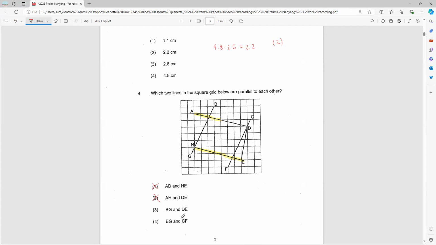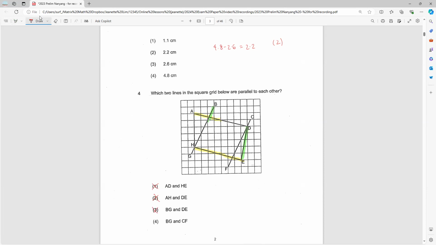How about BG and DE? Okay, same thing. BG, starting from B, cuts across like that, right? From one corner of the square to the other corner. DE, from here, it doesn't touch that corner of the square until it reaches E. So can you see that they are cutting across different number of squares? So those are not parallel.